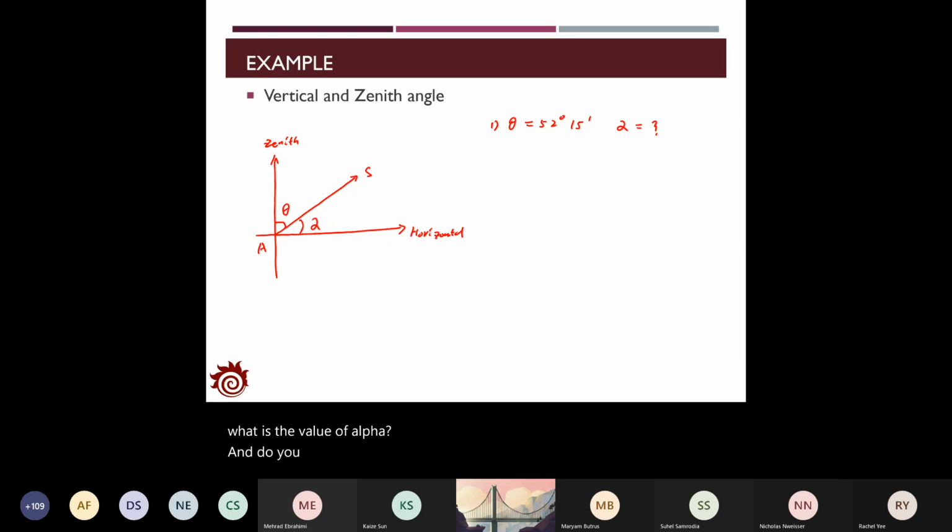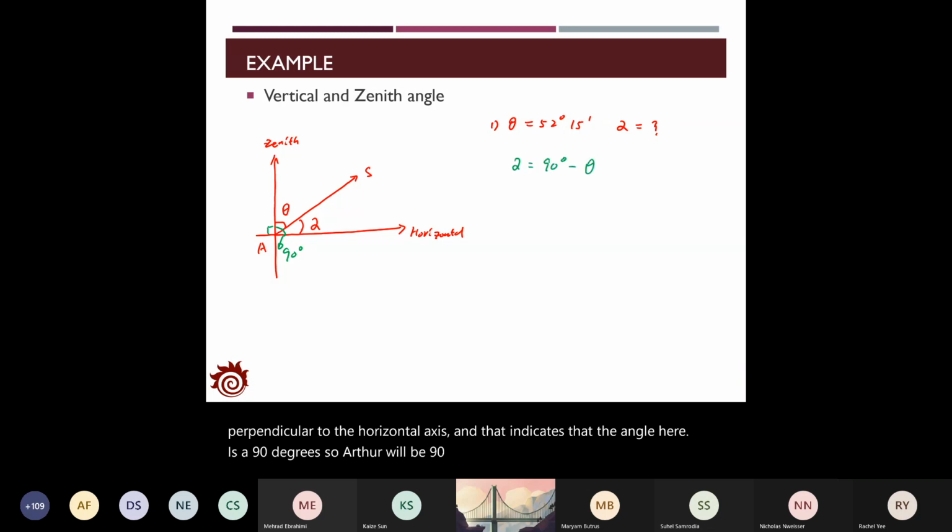Do you know how to find out the value of alpha? Probably I can show you how to do this calculation first, and then you can try the other example. For the calculation of alpha, you can see that the Zenith axis is perpendicular to the horizontal axis, and that indicates that the angle here is 90 degrees. So alpha will be 90 degrees minus theta.